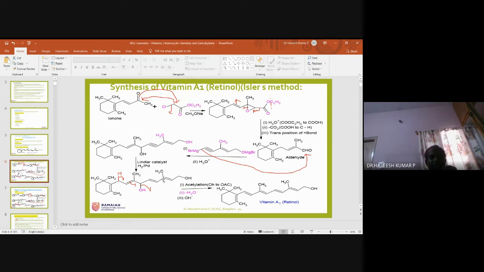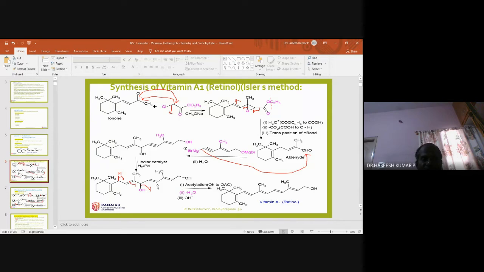The conversion of a triple bond to a double bond is done by Lindlar catalyst. Lindlar catalyst is the one which converts the triple bond to double bond, and further reduction won't happen. That is the speciality of the Lindlar catalyst. So this triple bond is converted into double bond. That's all, only that changes.